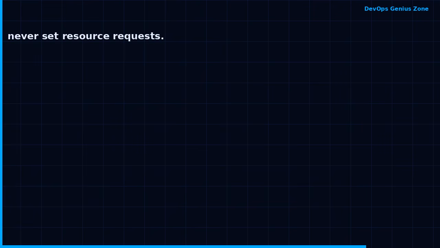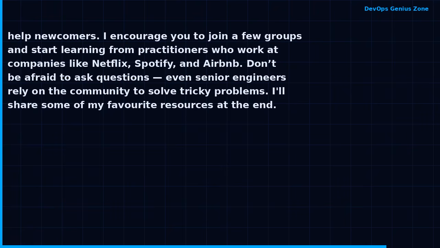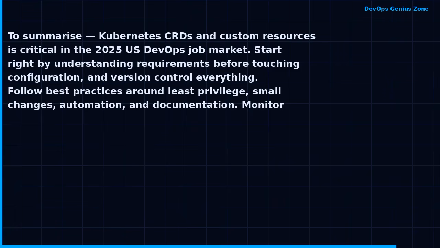The community around Kubernetes CRDs and custom resources is one of the most active in tech. There are dedicated Slack workspaces, Discord servers, local meetups, and global conferences like KubeCon, re:Invent, and HashiConf. The DevOps community in the US is incredibly welcoming and always willing to help newcomers. I encourage you to join a few groups and start learning from practitioners who work at companies like Netflix, Spotify, and Airbnb. Don't be afraid to ask questions, even senior engineers rely on the community to solve tricky problems. I'll share some of my favorite resources at the end.